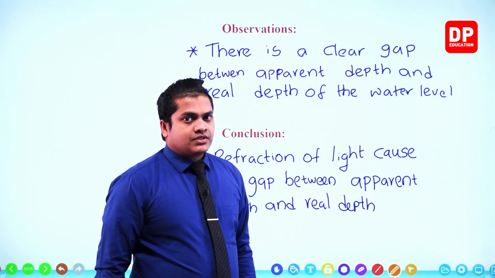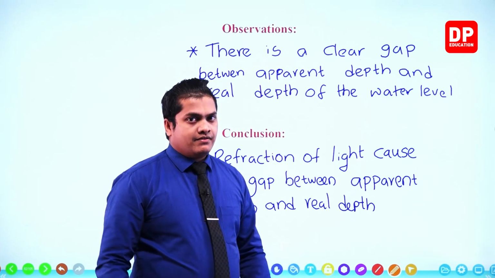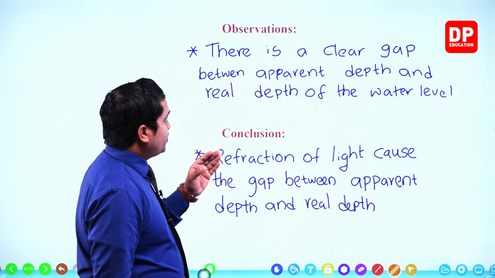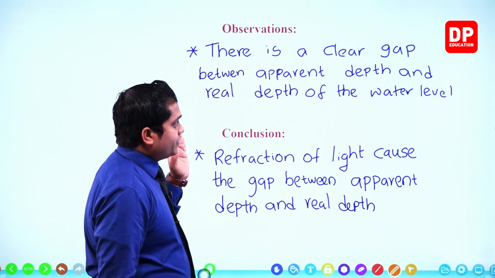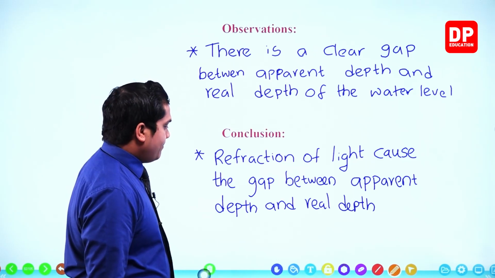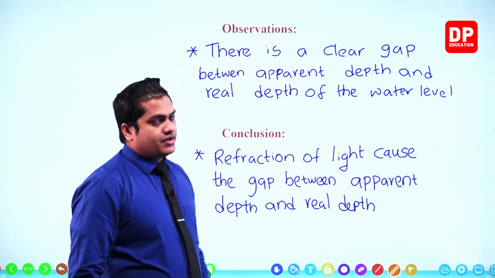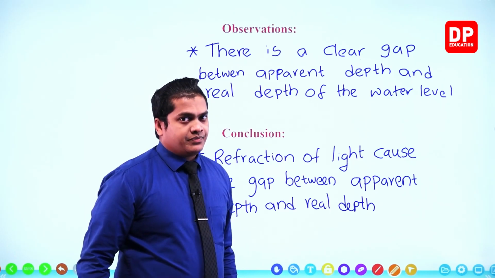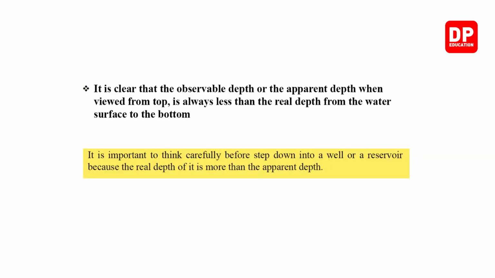So my dear children, these are our observations and our conclusions. Once more, let's see. So there was a clear gap between apparent depth and the real depth of the water level. Then my dear children, refraction of light caused the gap between apparent depth and real depth, right? So these are our conclusions and the observations from the activity, right? Then, so it is clear that the observable depth, or the apparent depth when viewed from top, is always less than the real depth from the water surface to the bottom.